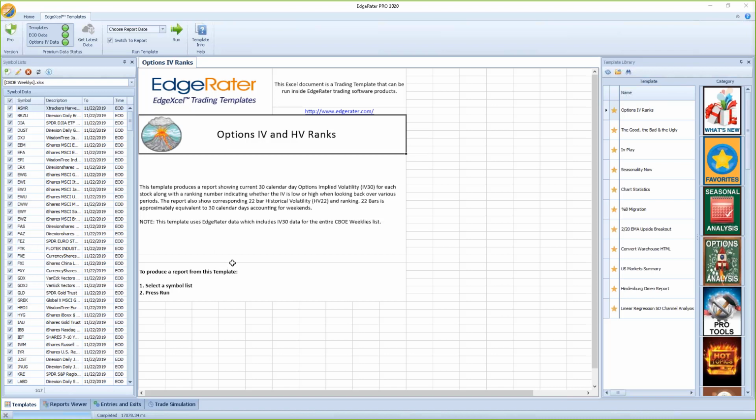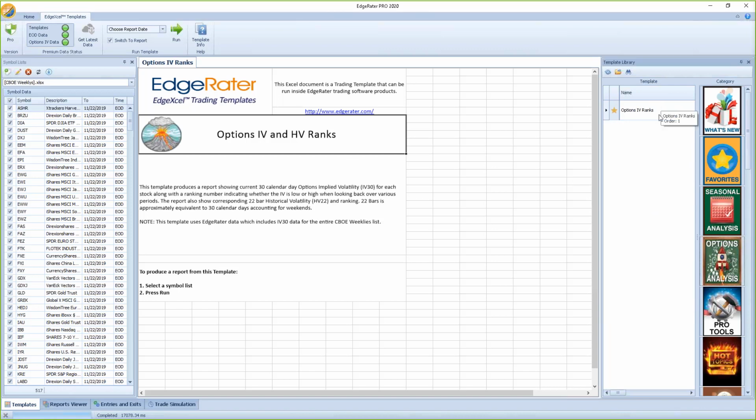But let's first just show you where this template is. It's a template you will find under the new category called Options Analysis. It's currently the only template there. And as I said before, this data, the options data, is only for stocks that have weekly options associated with them.